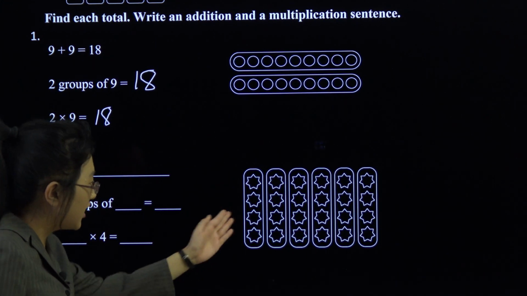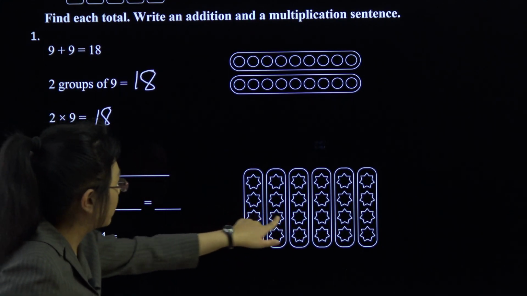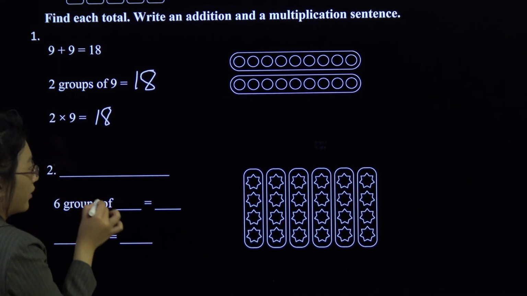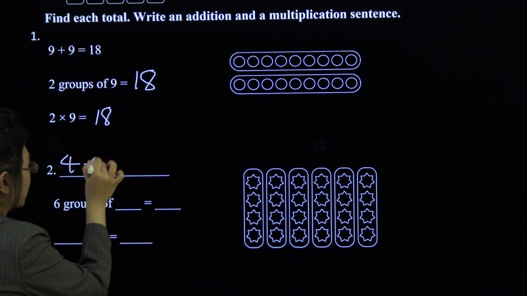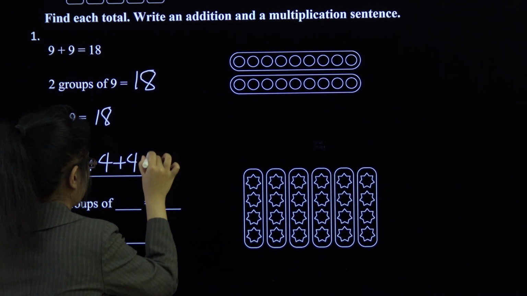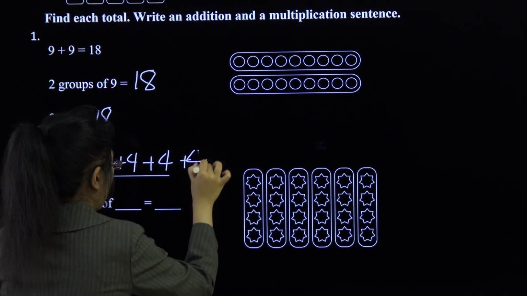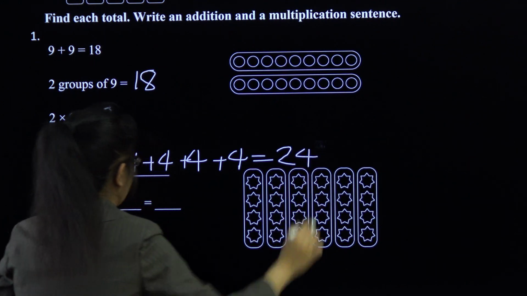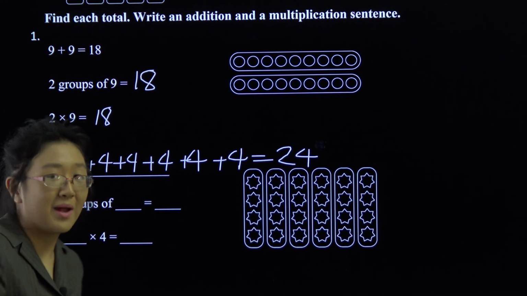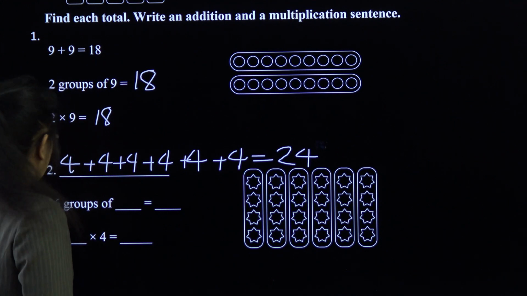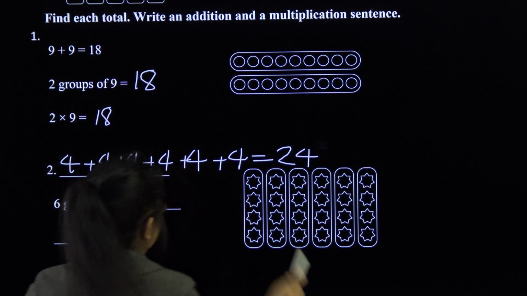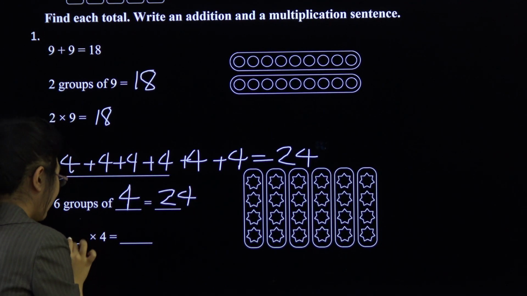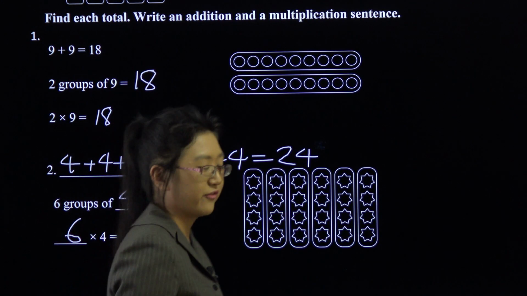Now here we have 6, 1, 2, 3, 4, 5, 6, times 4. So that'd be 4 plus 4 plus 4 plus 4 plus 4 plus 4 equals 24. How do I know this so quickly? Because I remembered my multiplication tables. Wait, this is 6 4s, right? Yep. 6 groups of 4 equals 24. 6 times 4 equals 24.